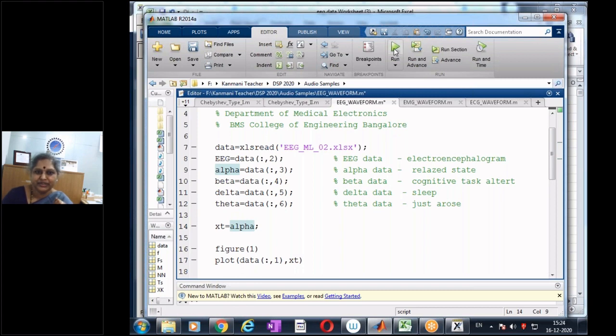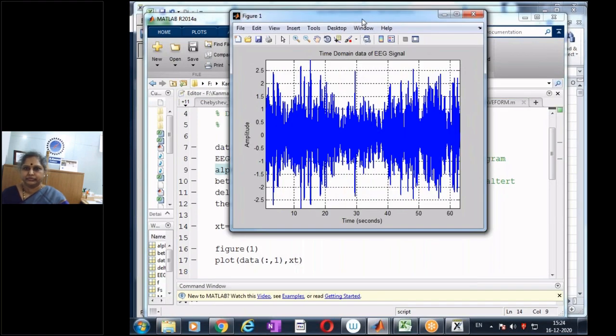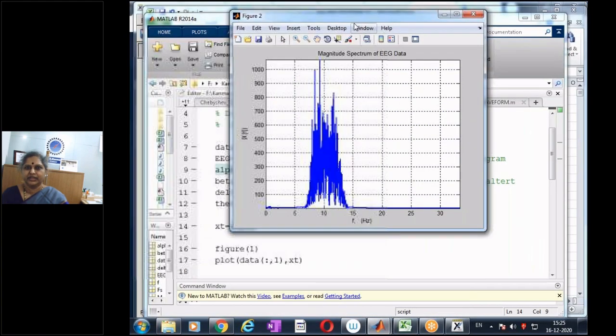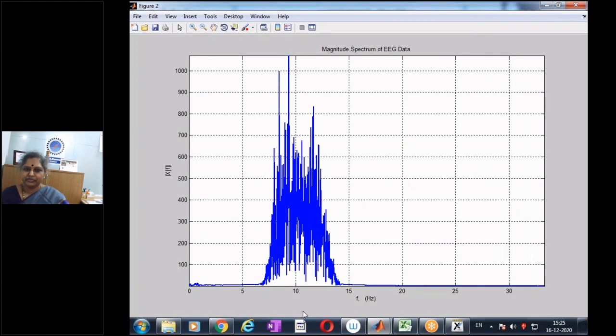So let's look at the spectrum of the alpha waves of our brain. This is the time domain plot. We see some variations in our signal, the alpha waves. And now what's the spectrum? In this spectrum, the alpha waves are centered around 7 to 12 hertz. This is frequency in hertz. They are 10 hertz plus or minus 5 hertz. I mean, in this range we have the alpha signal.